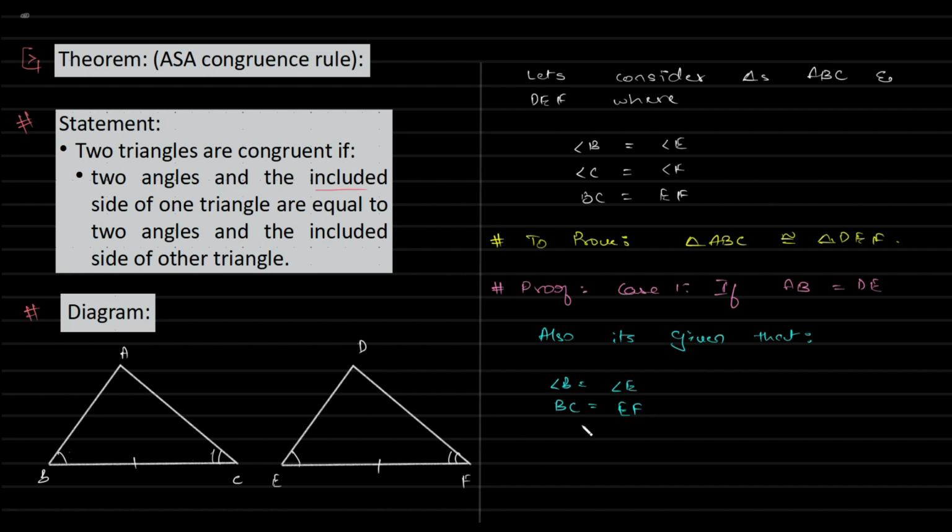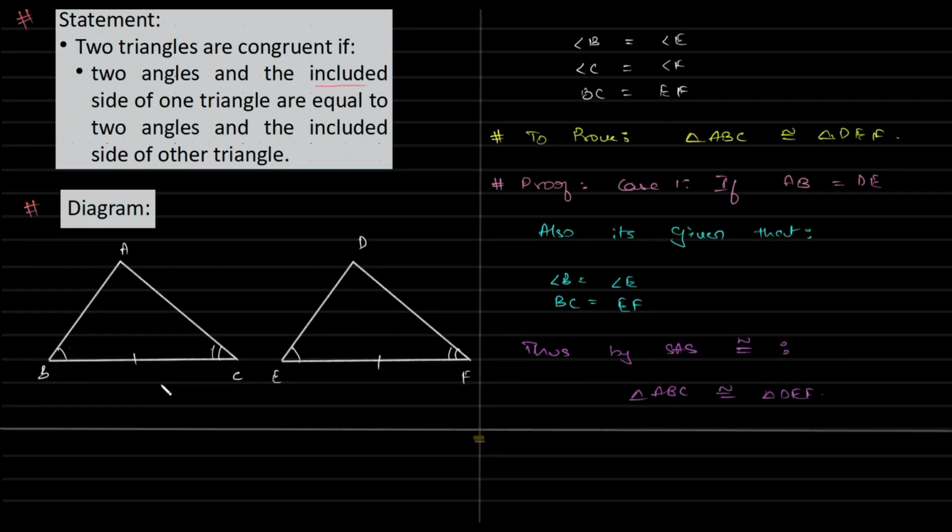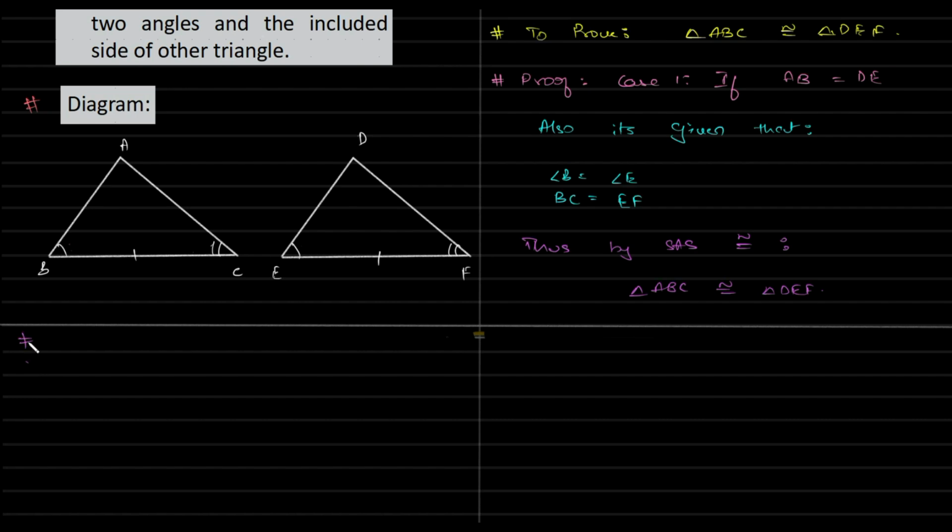Thus, by SAS congruency, triangle ABC is congruent to triangle DEF. So the first case, if it's true, then these two triangles have to be congruent. The first case is quite simple. The second and third cases are actually one and the same. If you get confused, you will get confused over here. If not, it's not that hard.